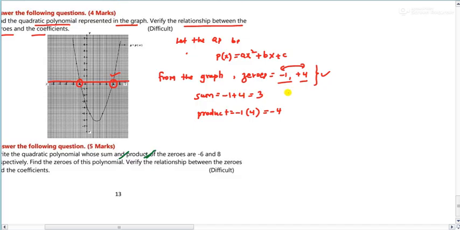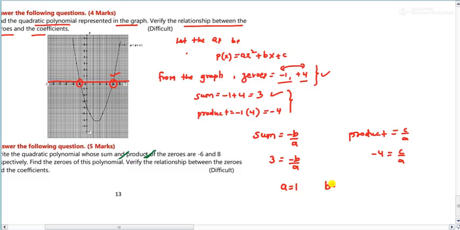Yeah. Next step. See, we know the formula. Sum is equal to minus b by a and product is equal to c by a. So sum, how much we have got here? 3. So 3 is equal to minus b by a and product we have got minus 4. So this is c by a. So using this data, the value of a is 1, b is minus 3 and c is minus 4. Any doubt in this?